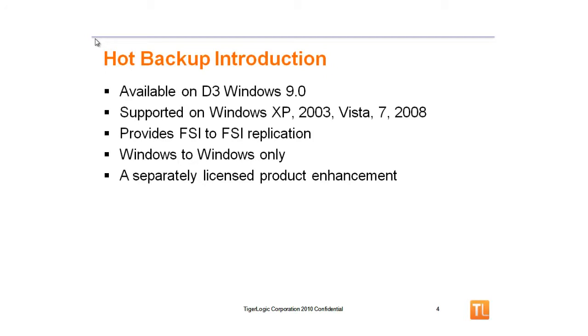D3 Windows Hot Backup, as I mentioned, is available on 9.0. It's supported on all the Windows platforms that D3 is supported on, from XP all the way up to 2008. It provides replication of data from the FSI to the FSI, so it's FSI to FSI only. So it's Windows to Windows only. You can't run Hot Backup from a Windows machine to a Unix machine. It has to be Windows to Windows. And it is a separately licensed product enhancement. As long as both Windows systems are activated for Hot Backup, you can run Hot Backup.